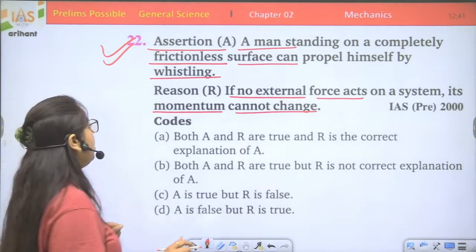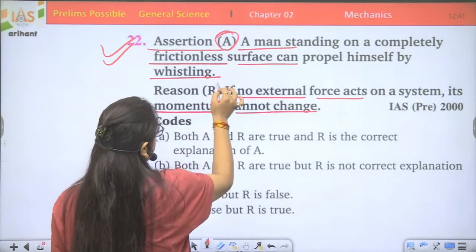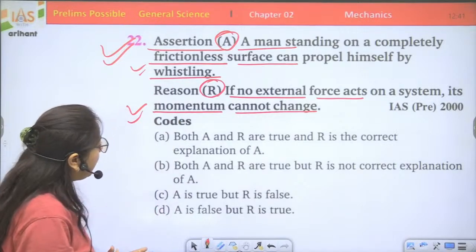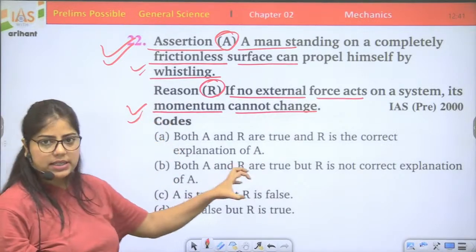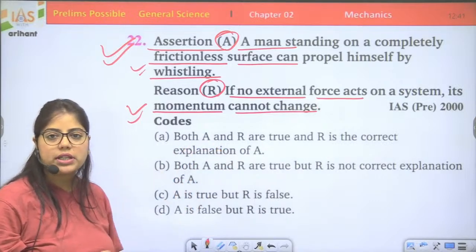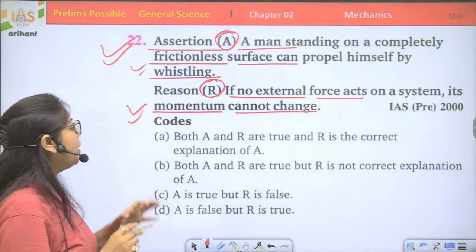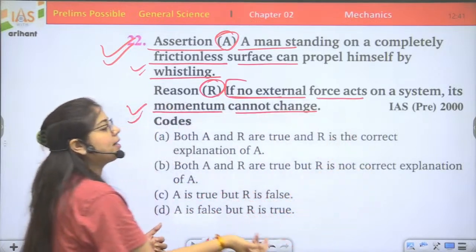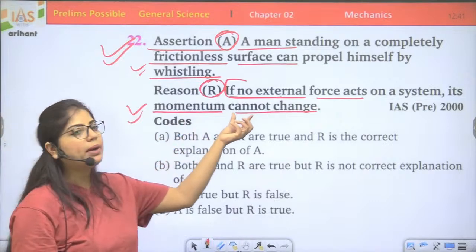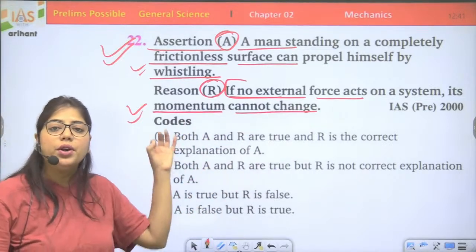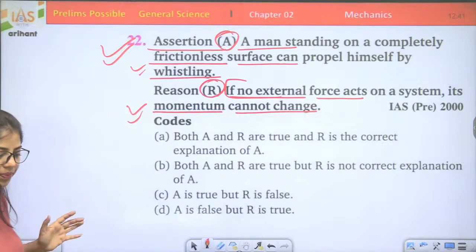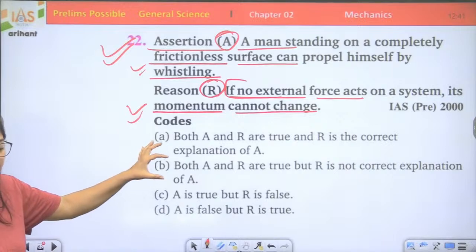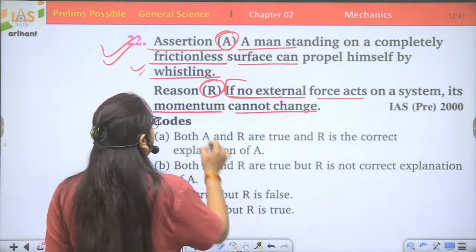So here both A, assertion, and reason are correct, right? But is R a correct explanation of the assertion? You must say no. Why? Reason is correct because if no external force acts on a system, its momentum cannot change, which is true. It follows Newton's first law of motion, right? Because it is explained by, we have to say, momentum cannot change.